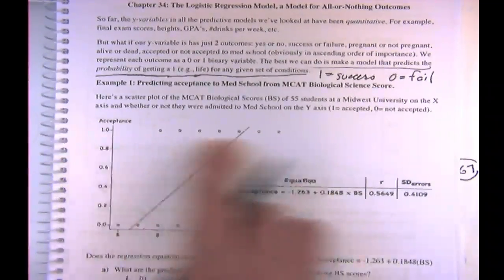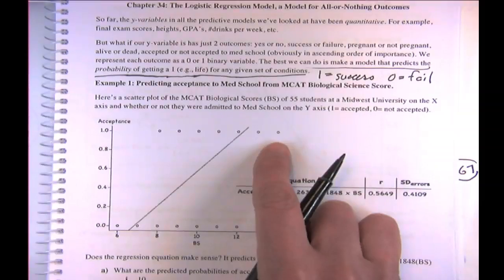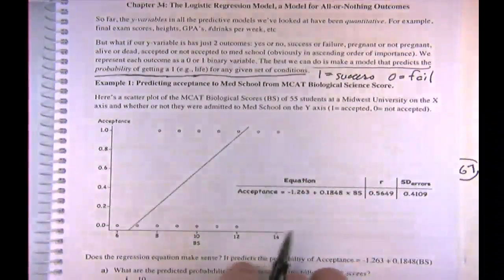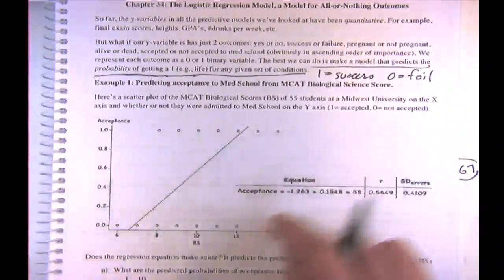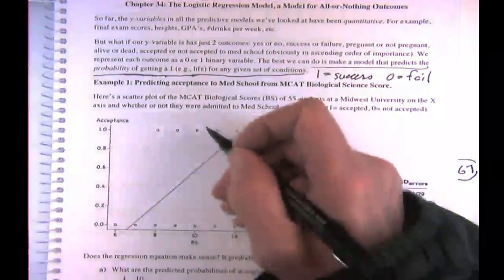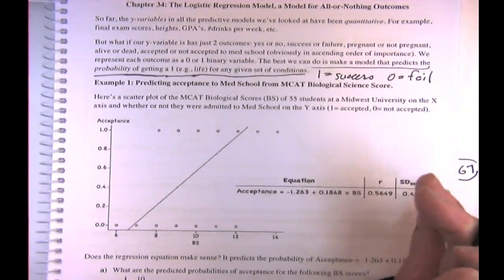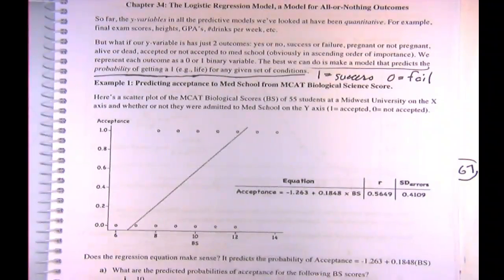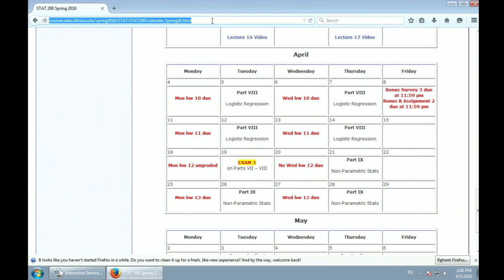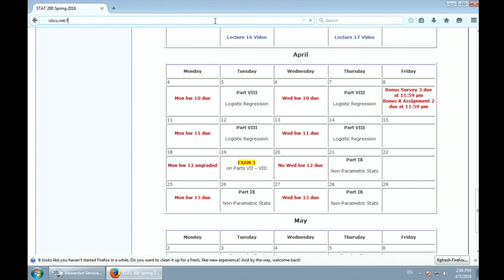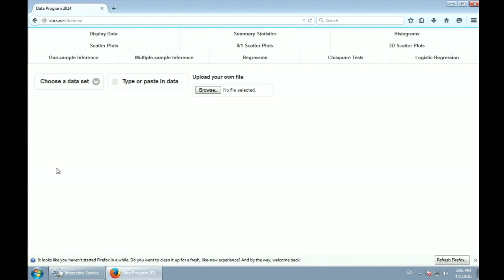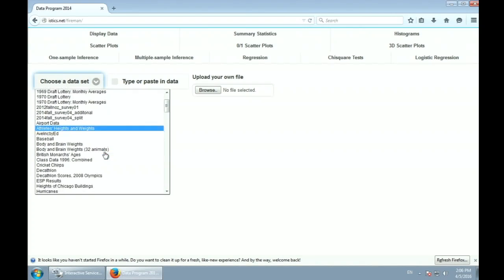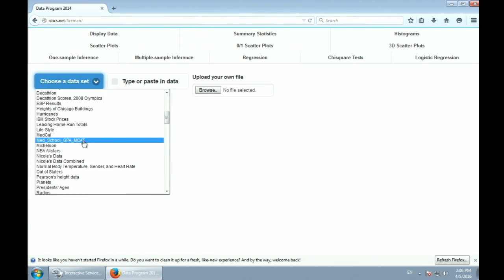All right? Now, you just see a single dot here, but there are a lot more. We'll look at the real data set here, because there weren't just 2 people in each of these categories. There's 55 of them all together. All right, and why don't we just do that right now? So let's just go to the computer, and you can look at this data set by typing in istix.net/Eiermann, and then choose the medical school data set.